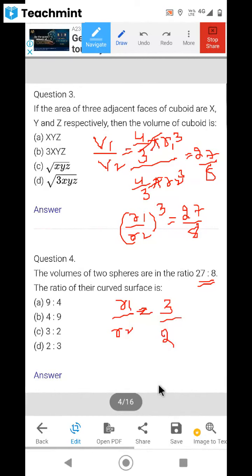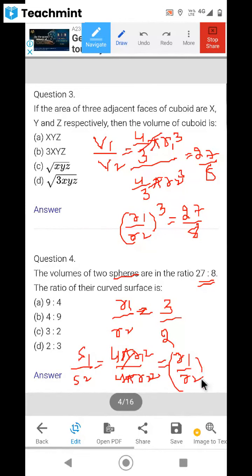But now what they're asking is the ratio of their curved surface area. Total surface and curved surface, everything is the same for the sphere. So curved surface means S1 divided by S2, and S1 by S2 becomes 4 pi R1 square and the next one 4 pi R2 square. 4 pi gets cancelled. R1 square by R2 square means R1 by R2 whole square. R1 by R2 is 3 by 2. If you do 3 by 2 whole square, it becomes 9 by 4. So here is the answer, 9 by 4.